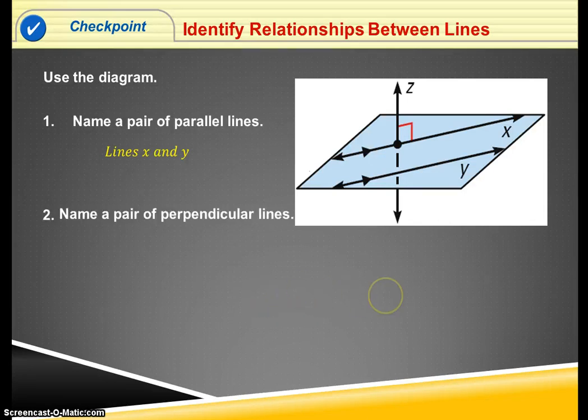Name a pair of perpendicular lines. Hopefully you came up with X and Z. There's the red box again.